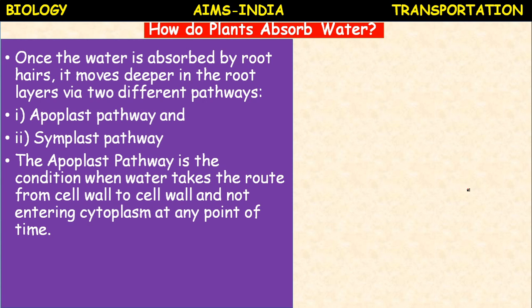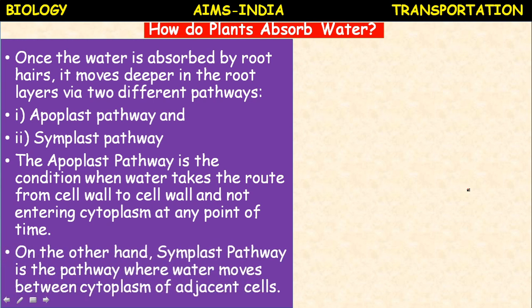The apoplast pathway is the condition when water takes the route from cell wall to cell wall, not entering the cytoplasm at any point of time, only cell wall to cell wall movement. This is the condition for apoplast. On the other hand, the symplast pathway is the pathway where water moves between the cytoplasm of adjacent cells. So the only concept we are dealing with here is apoplast and symplast.